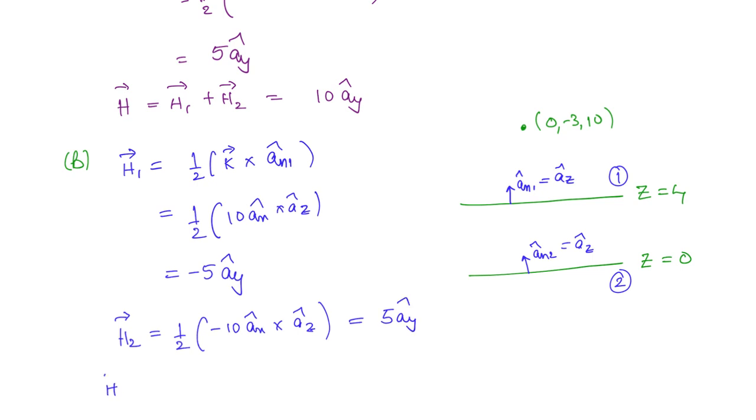So then what will be the total magnetic field intensity? H̄1 + H̄2 is equal to 0.